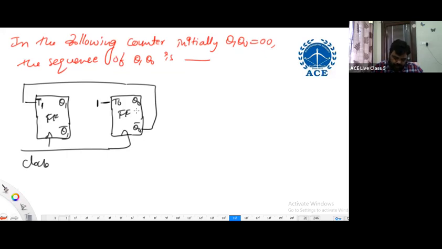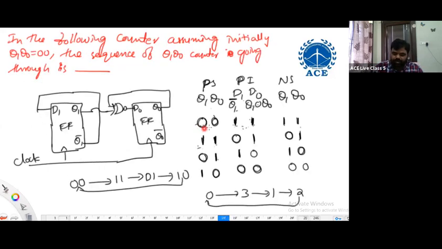Yeah, Shubham Kumar, we are getting that sequence. When 0, 0 is there, the next state is 1, 1. From 0, 0, next we are getting 1, 1. From 1, 1, next we are getting 0, 1. From 0, 1, next we are getting 1, 0. From 1, 0, again back to 0, 0. It is not taken, it is what we are getting.